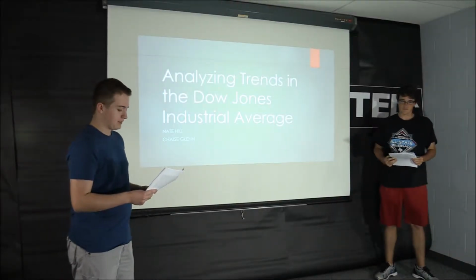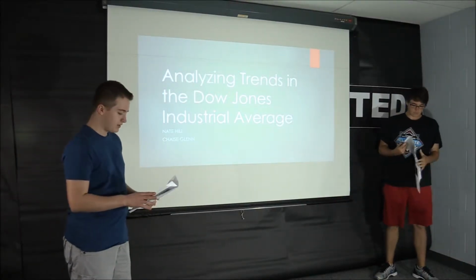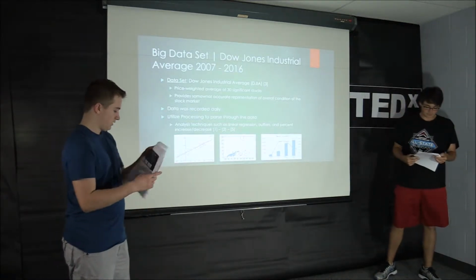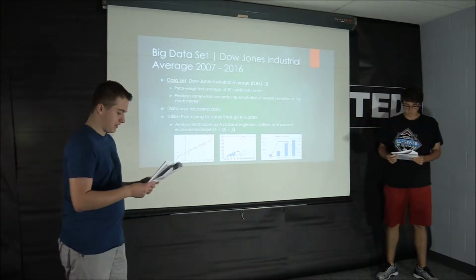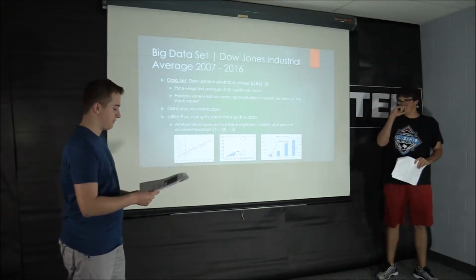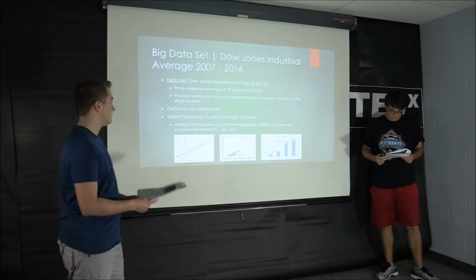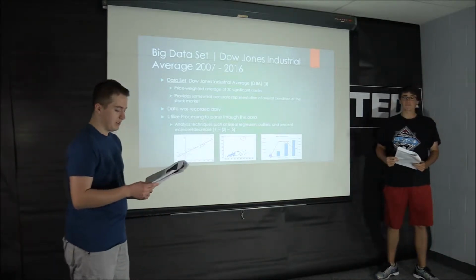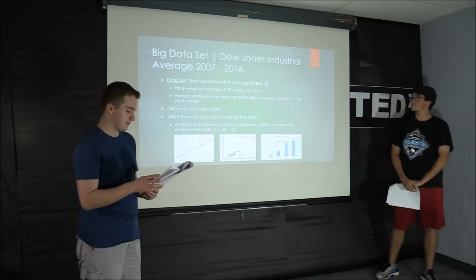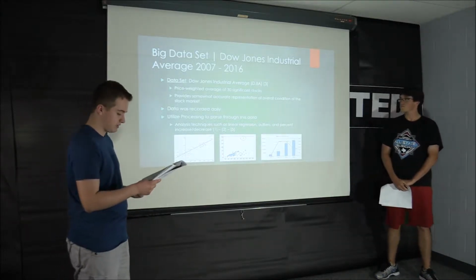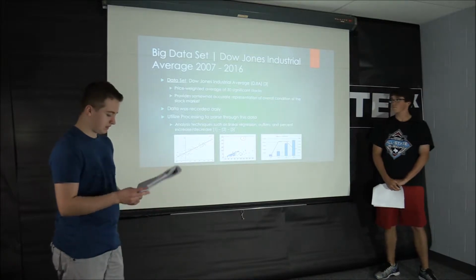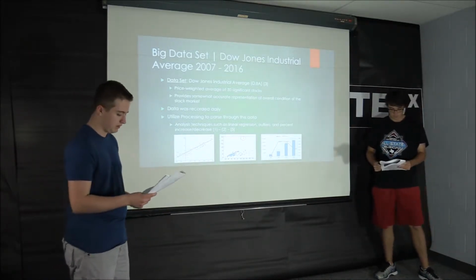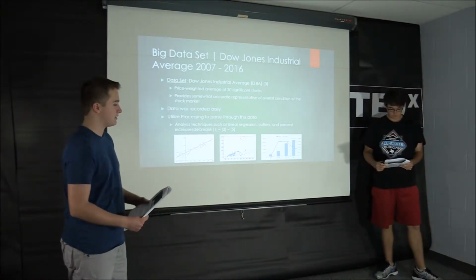Today we will be analyzing the trends within the Dow Jones Industrial Average. The data set we have chosen is a compilation of the Dow Jones Industrial Average from the years 2007 through the end of 2016, and the Dow Jones Industrial Average is the price-weighted average of 30 significant stocks traded on the New York Stock Exchange and the NASDAQ. Thus, the stock, for the most part, accurately represents the overall well-being of the stock market. This is the main reason why we chose this data set.